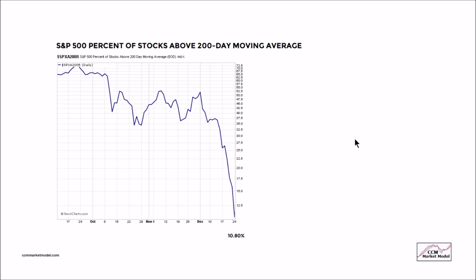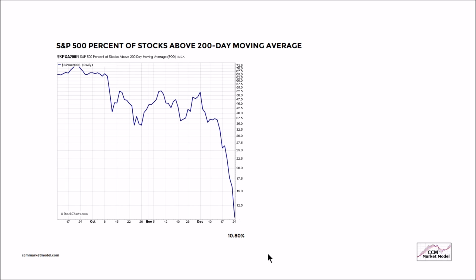A traditional breadth thrust is based on the advance-decline line. We'll be looking at it from a little bit different angle, but still using a breadth indicator, the percent of stocks in the S&P 500 that are above their 200-day moving average. So for illustrative purposes, let's assume we have 500 stocks in the S&P 500. When this indicator is at 100, it would tell us that every single stock in the S&P 500 is above its 200-day moving average. Conversely, when this indicator has a reading of 0, it would say every single stock in the S&P 500 is below its 200-day moving average.